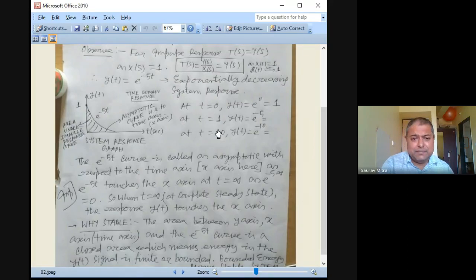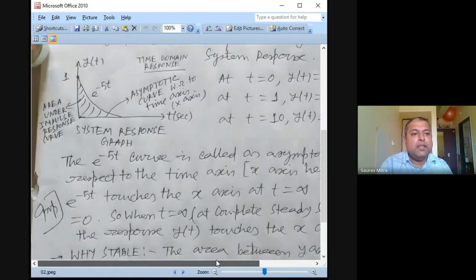Then at 10 seconds, okay, so substitute for different values of t. At 10 seconds, that means e raised to minus 50, that will be almost equal to 0. E raised to minus 50 is a very small number, almost equal to 0. Now see this graph. I'll enlarge this graph and see what all things I can talk about in this graph.